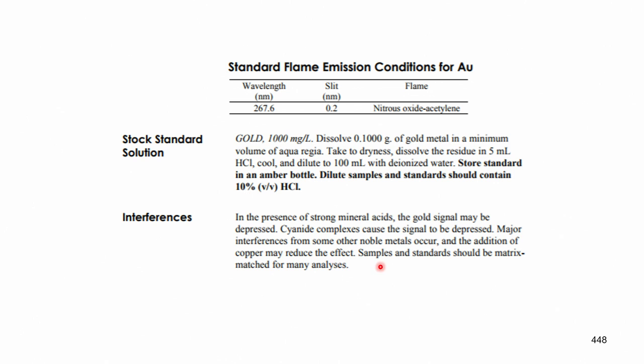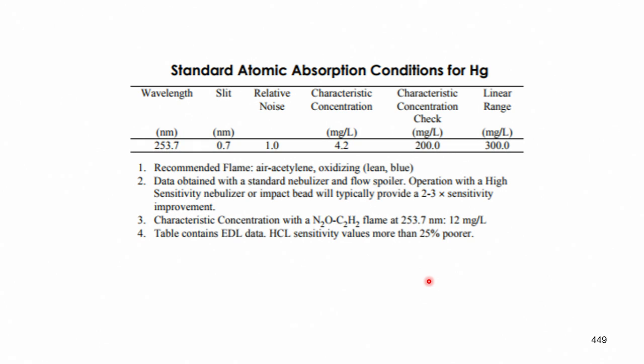Okay. And for actual good analysis, because gold is a very precious element, samples and standards should be matrix matched. That means, suppose there will be alloying elements etc., you have to add the alloying elements to see the correct signal.